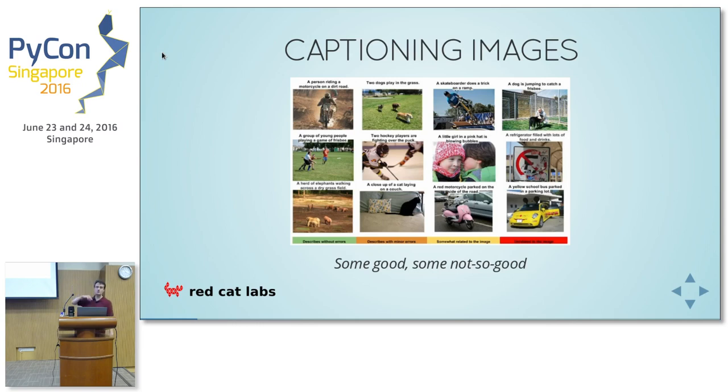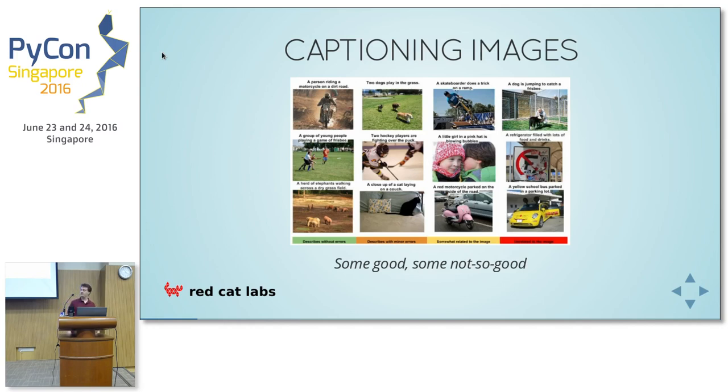If you've got this on your drive, you can follow along in the presentation and have a look at some of these labels. Now, on the left-hand side, pretty good: a person riding a motorcycle on a dirt road. Pretty accurate. Then it gets less accurate. The next column over is 'two dogs play in the grass.' It's three dogs playing in the grass. Okay.